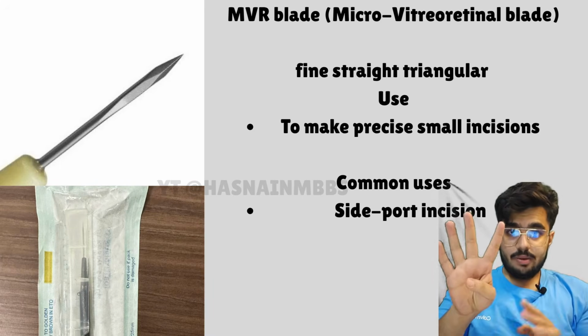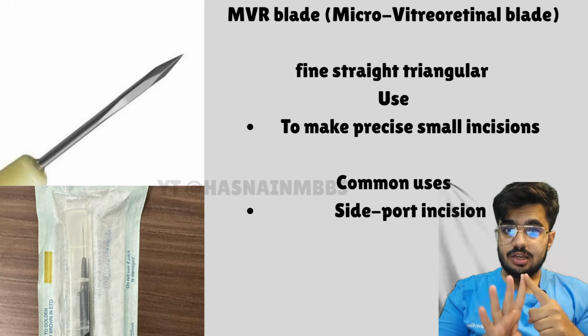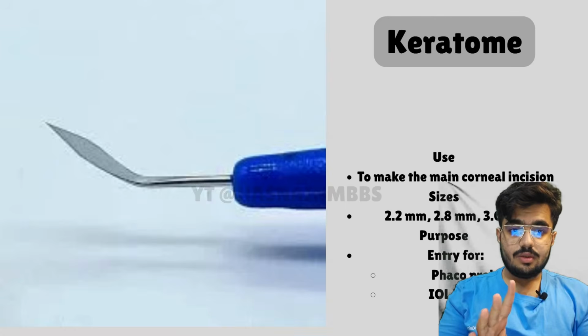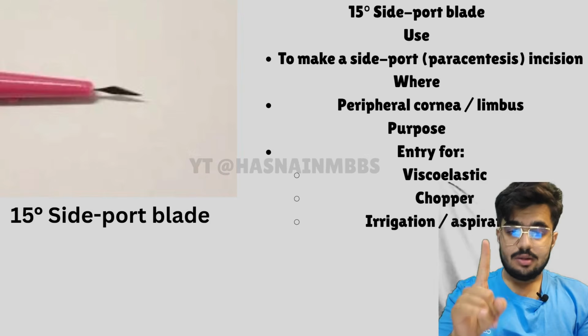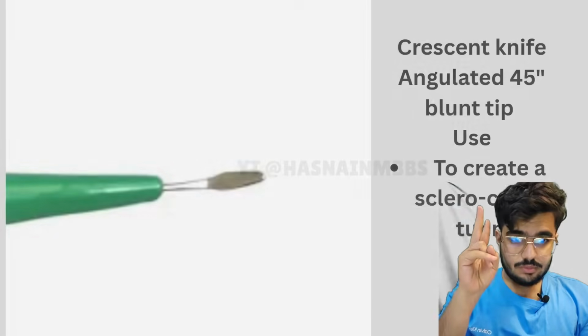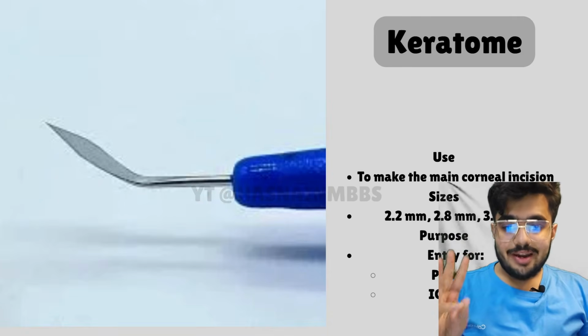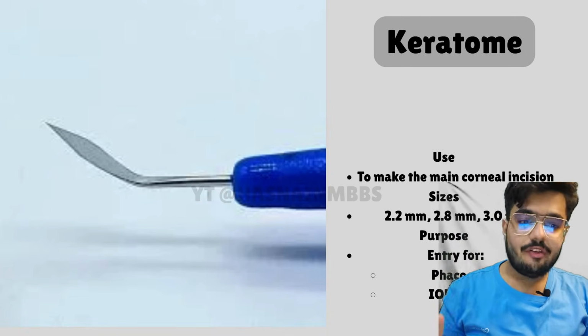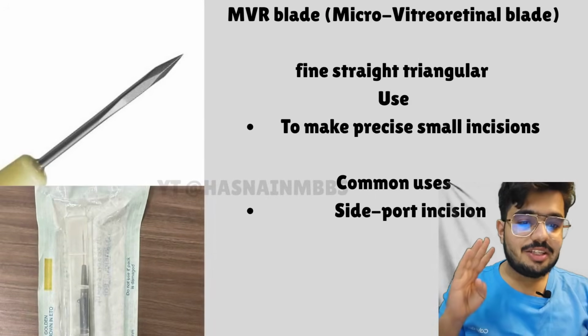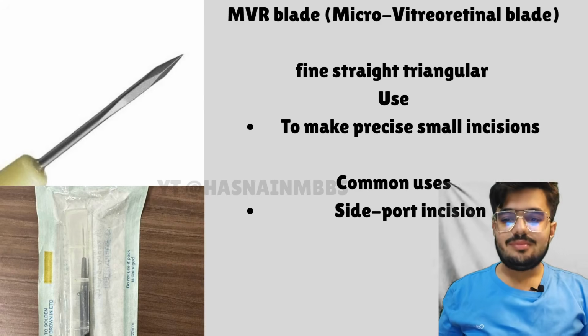Understood? Four blades. First one was the 15-degree side port blade. Second one was our crescent, 45-degree, used to make the sclerocorneal tunnel. Third is the keratome, used for the entry of the phaco probe. Last but not least is the MVR blade, used to make the side port incision.